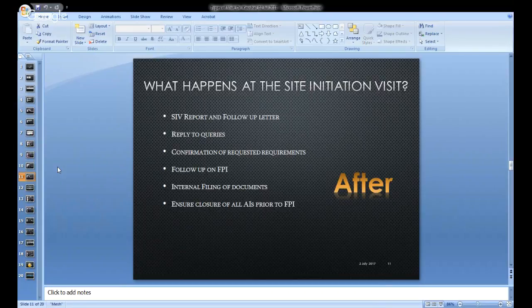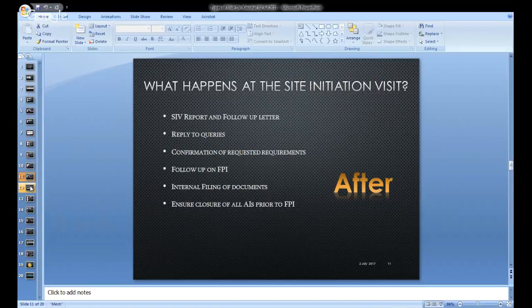Ensure closure of all the action items prior to your FPI. So before the first patient is in or the first patient is screened, ensure that all the action items are closed, because these action items may be with regards to your training, this may be with regards to some basic requirements at the site, this may be with regards to having a contract with an external facility, maybe for x-rays, for PET scan, for CT scan, and so on and so forth. So ensure that before your first patient is screened, all the action items are closed.